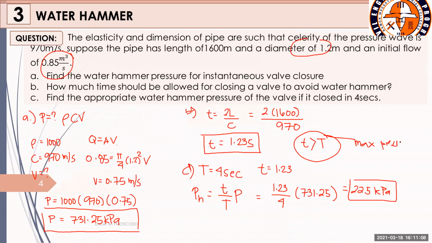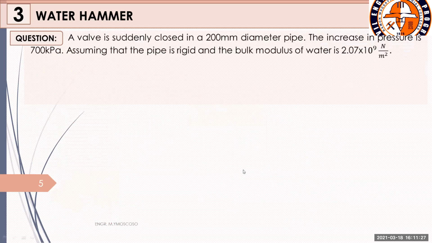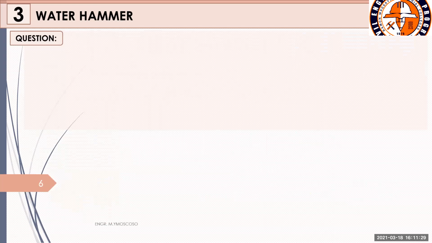Maximum pressure. So when we're in this case, hindi pa natin siya magko-consider as maximum since yung time of closure natin na na-solve kanina is smaller than sa time na binigay ng condition. Okay? Sana naintindihan yon. Let us have another example.